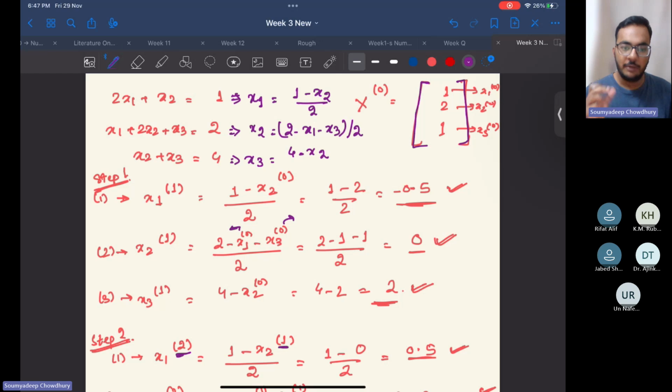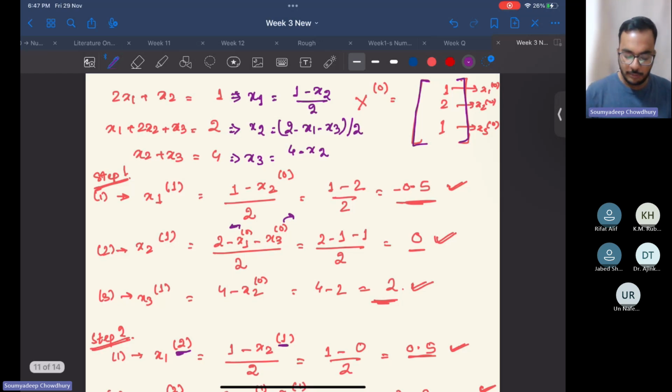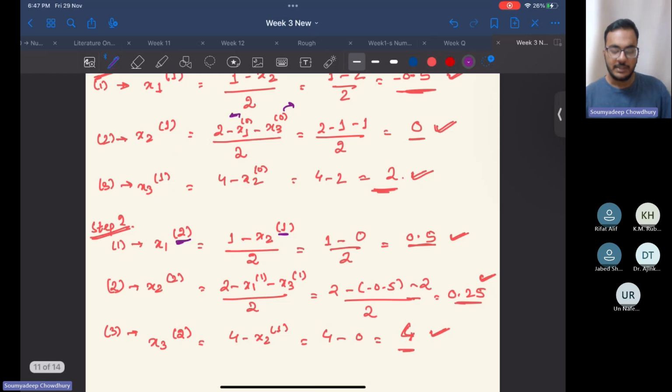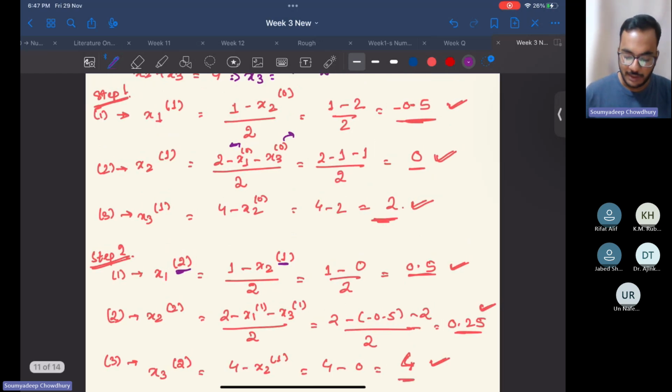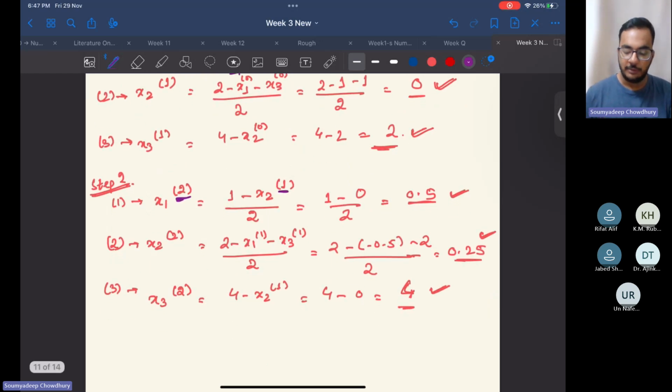Finding one set of values of x1, x2 and x3 completes the first iteration, or the first step towards solving the equation. Once the first step is completed, we move to the second step. What is x1 of 2? The equation is the same, 1 minus x2 of 1, the value of x2 obtained in the previous iteration, by 2. Again we'll get some value. Similarly, we can find x2 of 2 and x3 of 2. Then again we can do the third step, the fourth step, and continue like that.